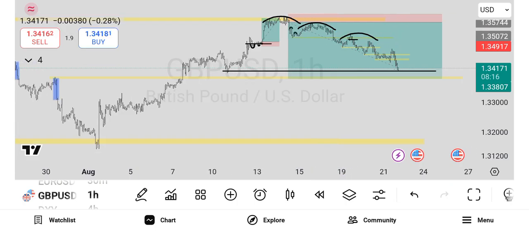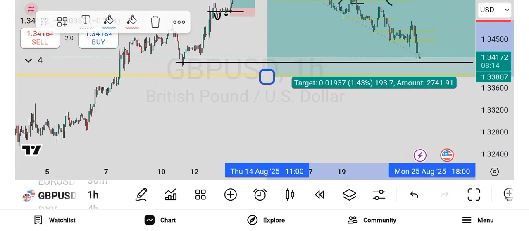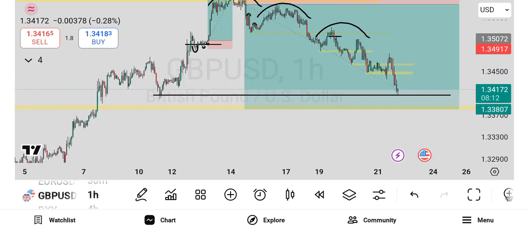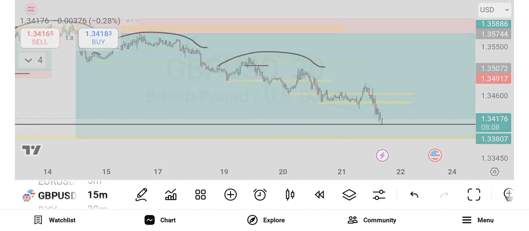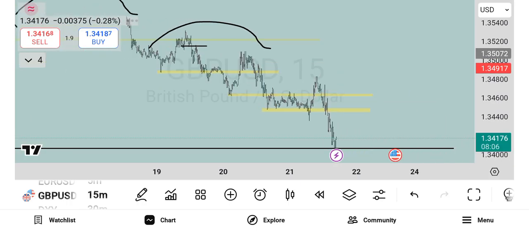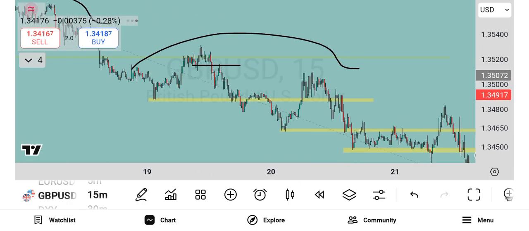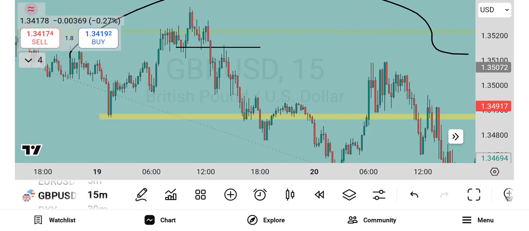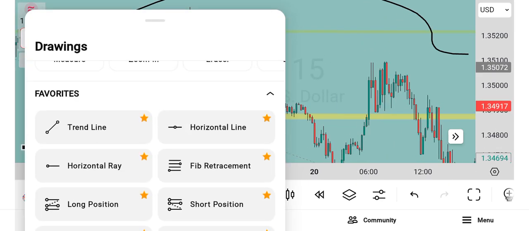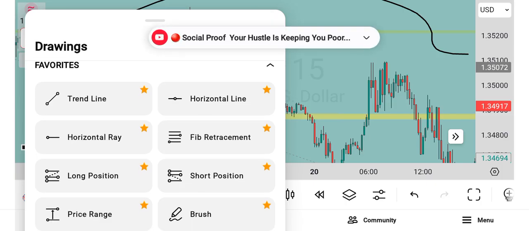So in all honesty, my second entry, I would have held it till this point, guys, because I understood the long-term direction and the long-term market structure. And again, I would have taken my second entry above here. Let me show you real quick, guys.